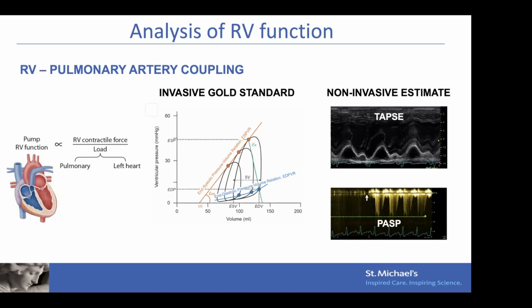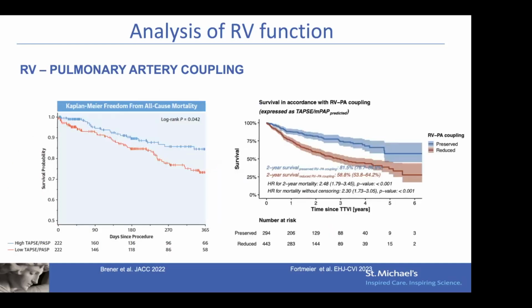This can be obtained just by combining a measure of RV function with a measure of RV afterload. And in this respect, TAPSE is most commonly used as a measure of RV function, and PASP as a measure of RV afterload. And this has been shown to be predictive of survival, particularly after, for instance, transcatheter tricuspid valve interventions, with those having RV-PA uncoupling having a worse prognosis than those in whom RV-PA coupling was preserved.